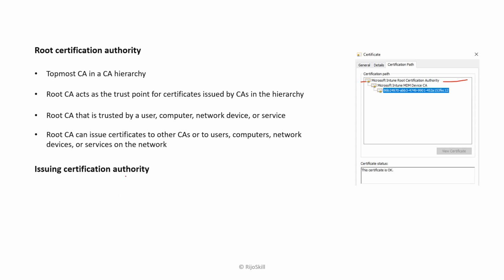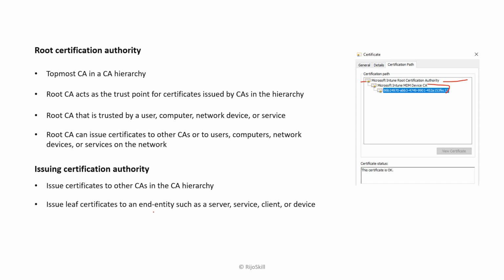Now next is the issuing certificate authority. You can see here, this is the issuing certificate authority. The issuing CA is below the root CA in the CA hierarchy, and it issues leaf certificates that can identify servers, services and clients. You can see the issuing certificate.